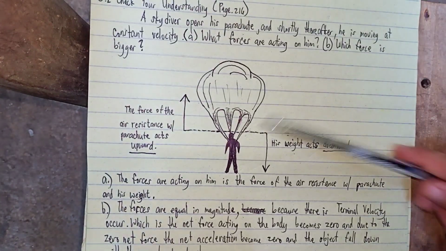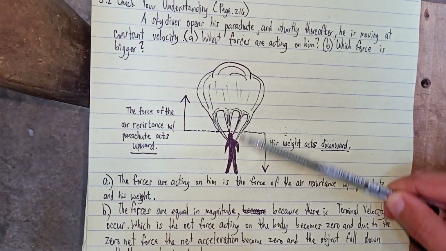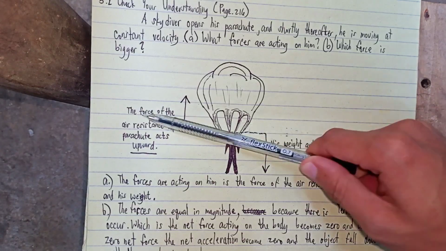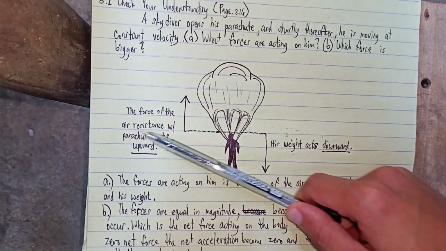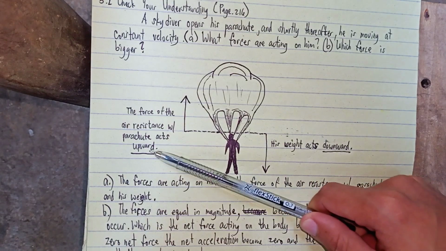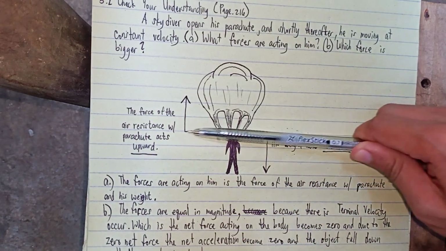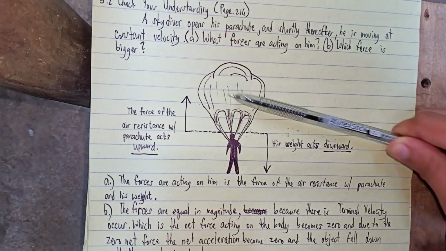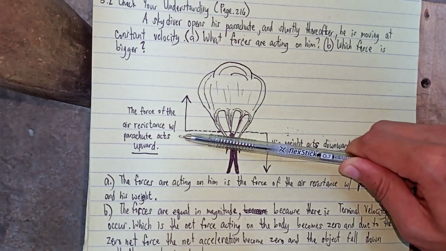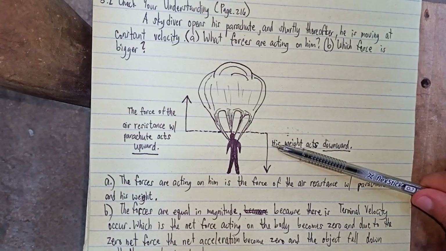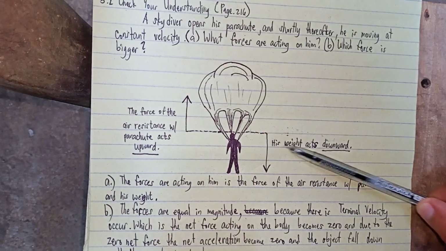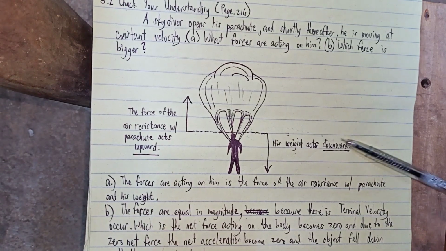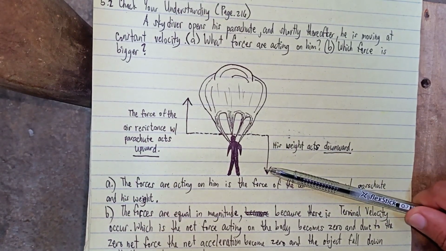So, this is our drawing, the parachute, then the skydiver. The force of the air resistance with parachute acts upward. The air resistance with parachute is upward. Then the weight of the skydiver acts downward.